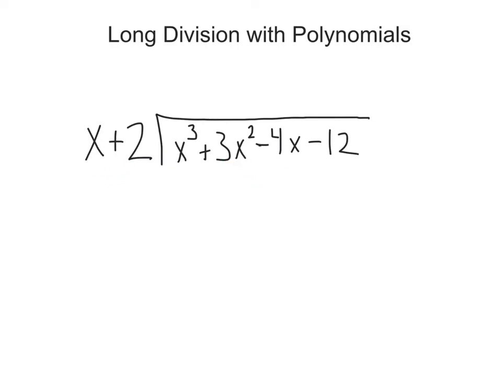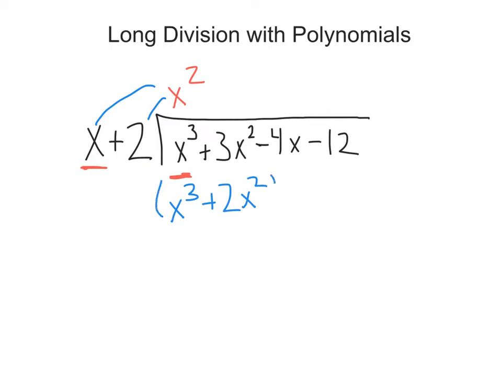Here, we want to focus on this first term, the highest degree, in this case x. Now, what multiplies by x to give us x cubed? Well, that would be x squared, right? x squared times x will give us x cubed. Now, this x squared, we're going to have to distribute out to this x plus 2. That's x squared times x, which is x cubed, and then x squared times 2, which is going to be plus 2x squared.